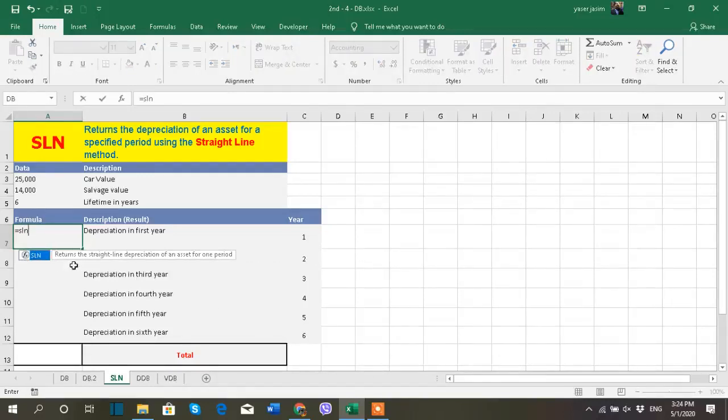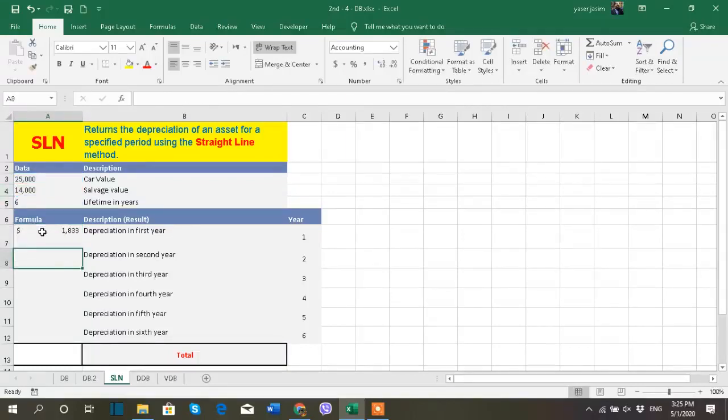Let's take the same example and use SLN, and I showed you how we write the functions. What do we need to do? Cost, and of course F4, salvage, and F4, and we go for life and F4. As we can see, we only have 3 parameters or arguments in this function. Close the bracket, press enter. All of them, as we can see, will be the same.